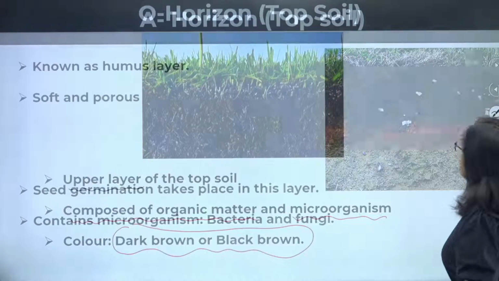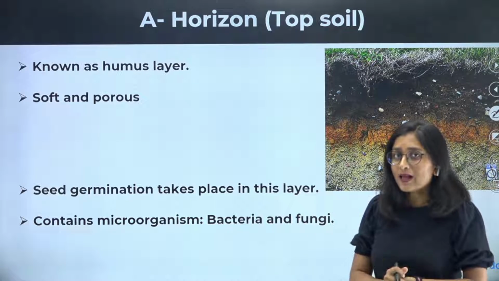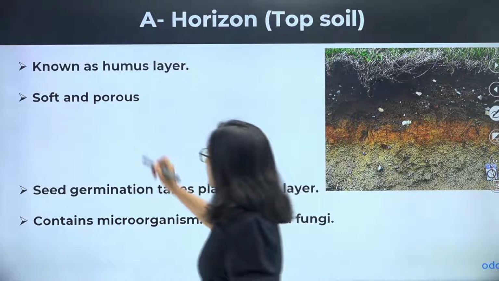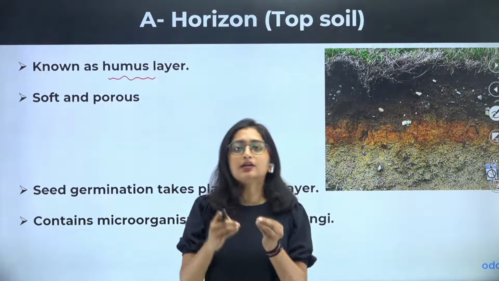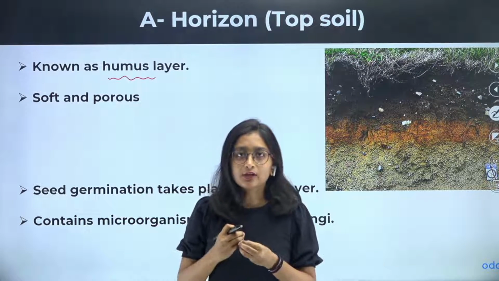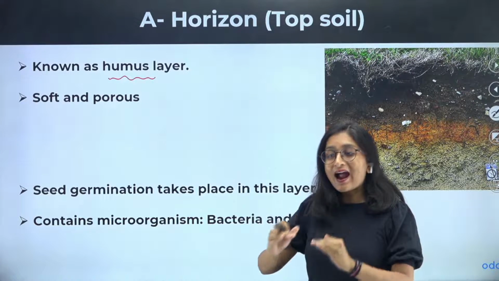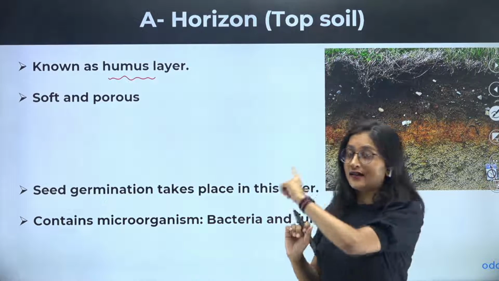Now, following up with the next one, we do have the A horizon, which is included in the topsoil as well. Now, it is also known as the humus layer. Now, what do you mean by humus? This is the dead and decayed matter of the plants and animals. So, this is going to nurture the soil. This is going to add nutritive value to the soil. So, this layer contains humus.